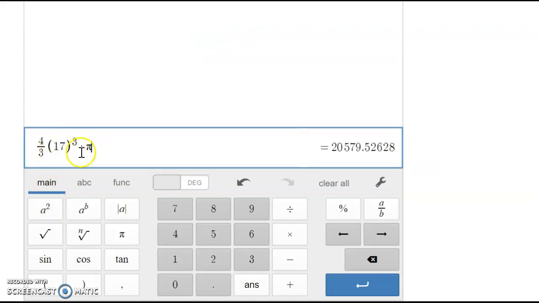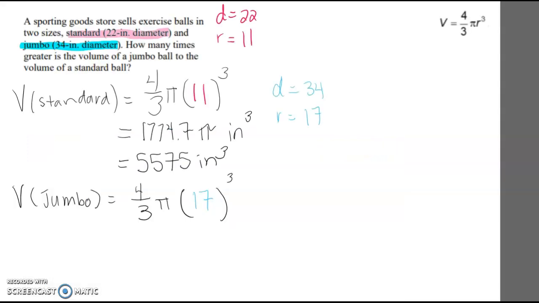And since we're rounding it to the nearest whole number, when I multiply by pi, I'm just going to keep that right in there. I get 20,579, which will round up to 20,580. So the volume is 20,580 inches cubed.